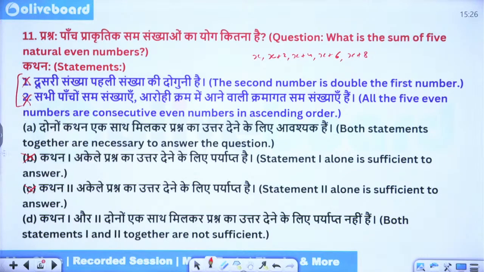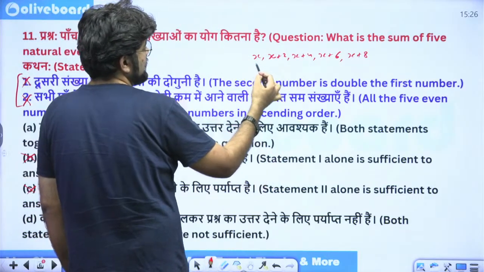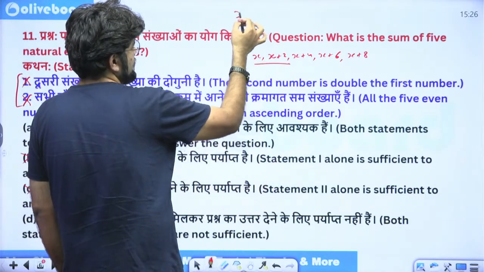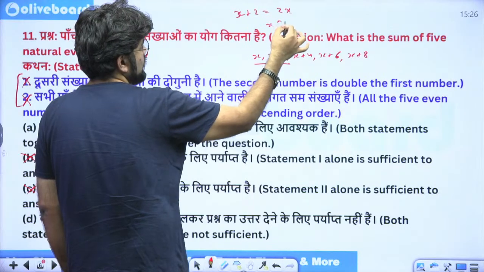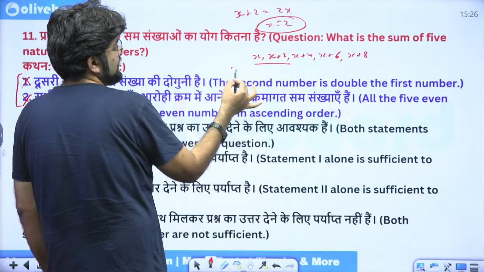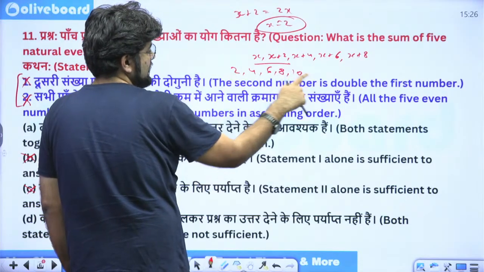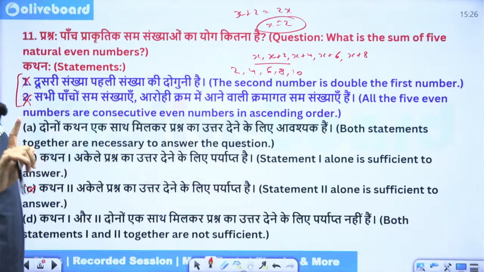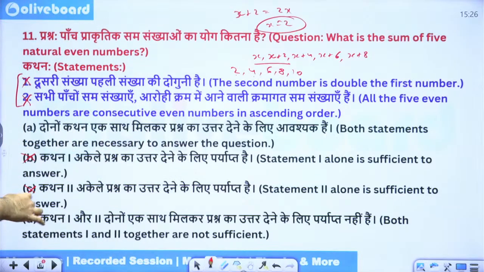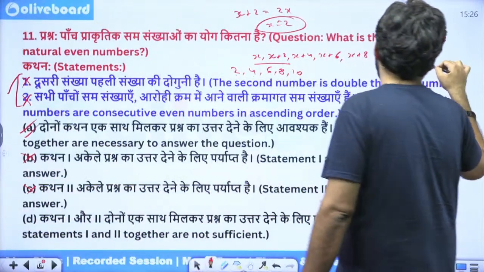Check for together. So together, they are consecutive and the second one is double the first. So that means x plus 2 is equal to 2x. So x is what? 2. That's the only possibility, that they are 2, 4, 6, 8, 10. Only then, in consecutive even numbers, the second number is double the first. Otherwise it is never going to be true in consecutive numbers. So both together are actually answering the question. So option A is the correct answer. Fine.